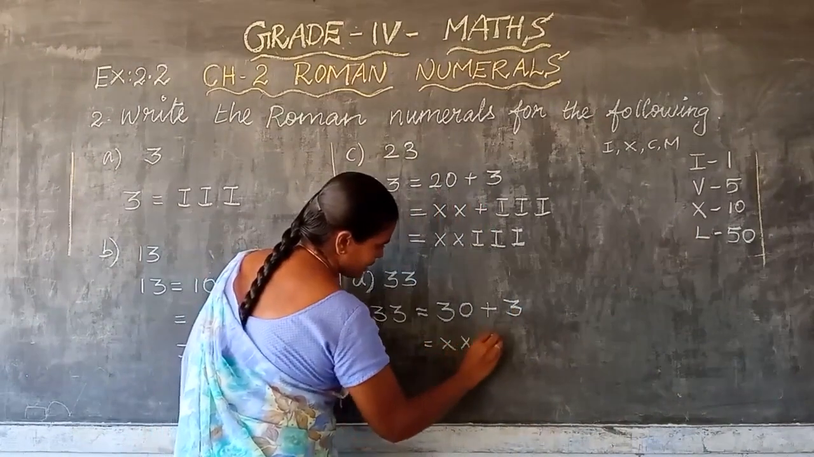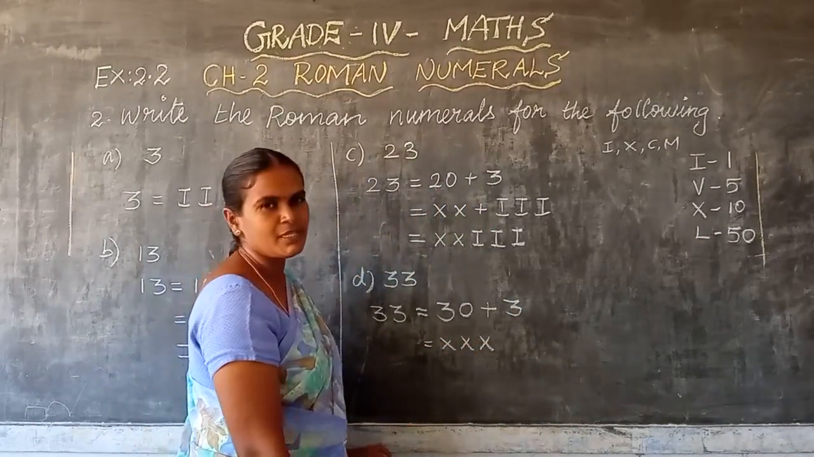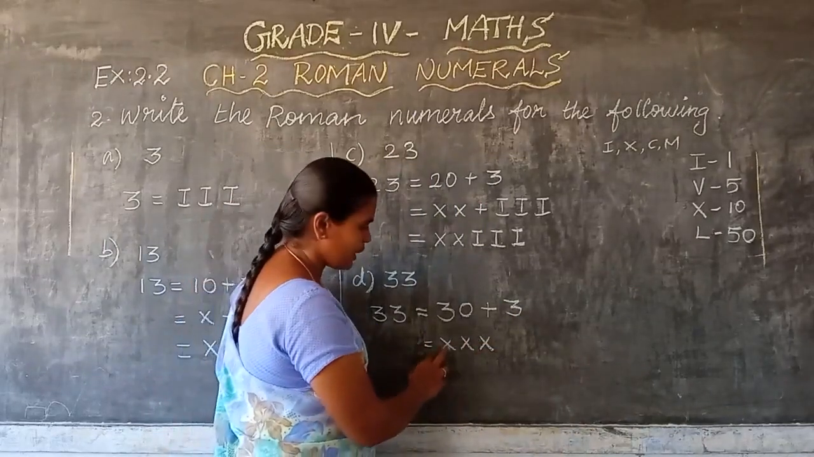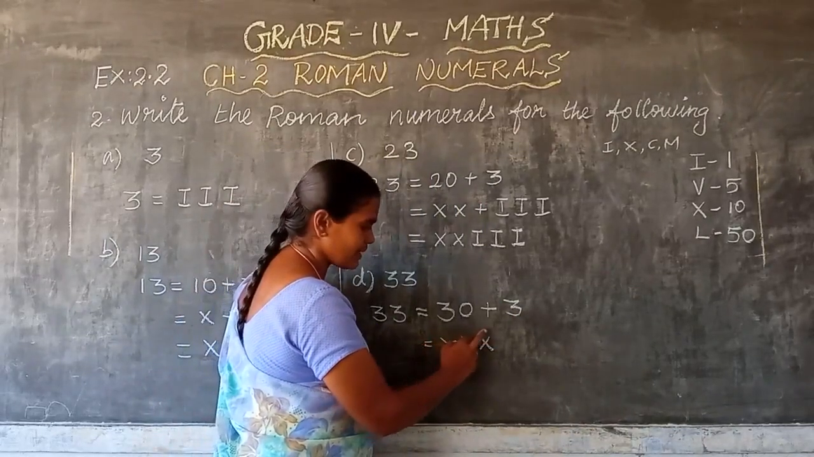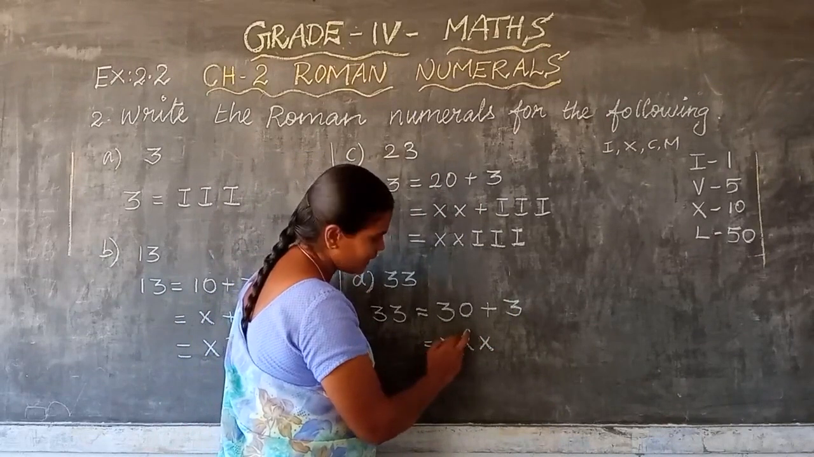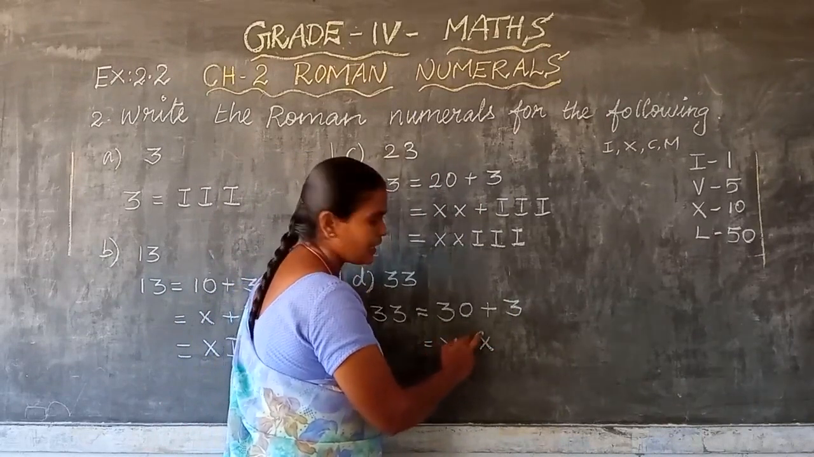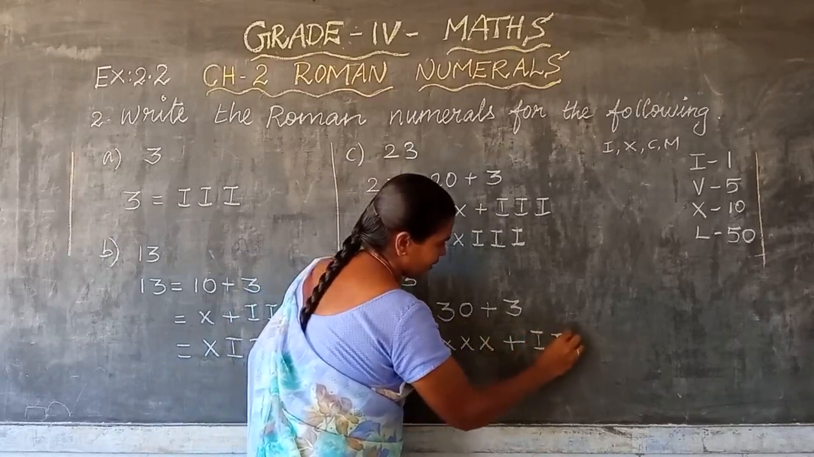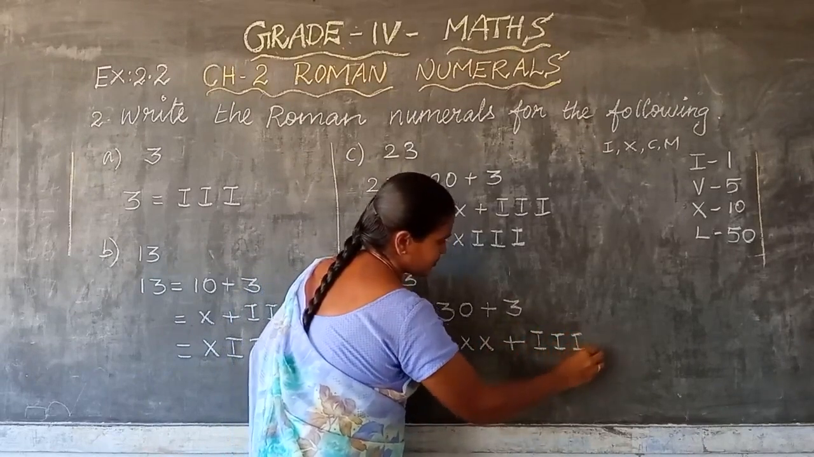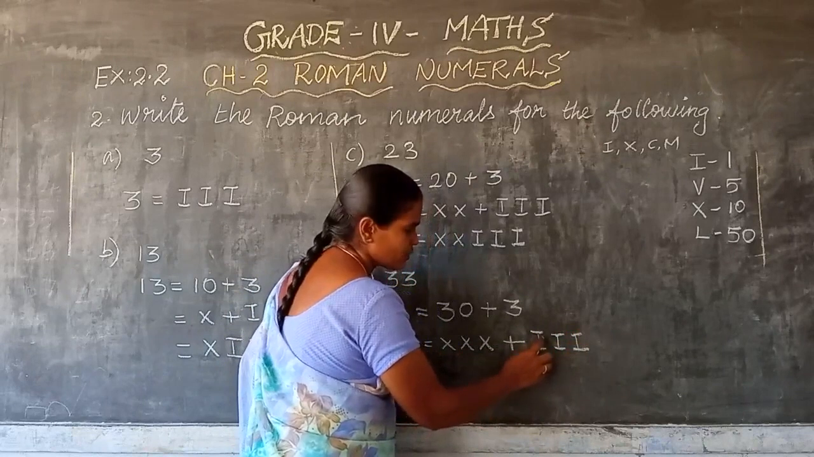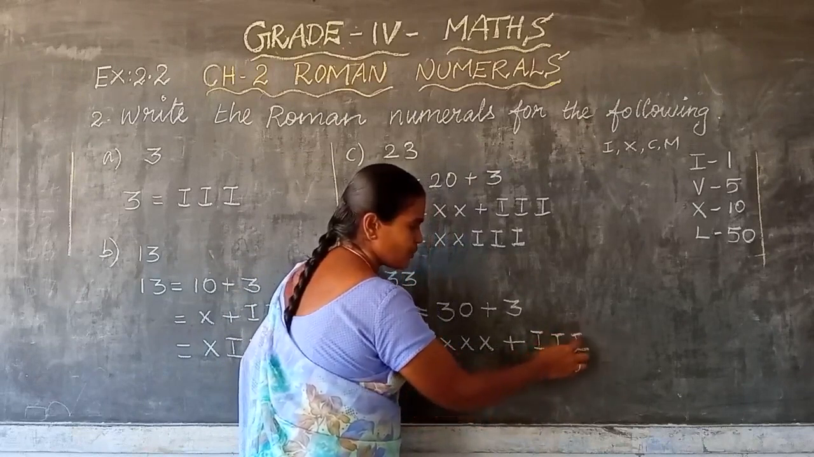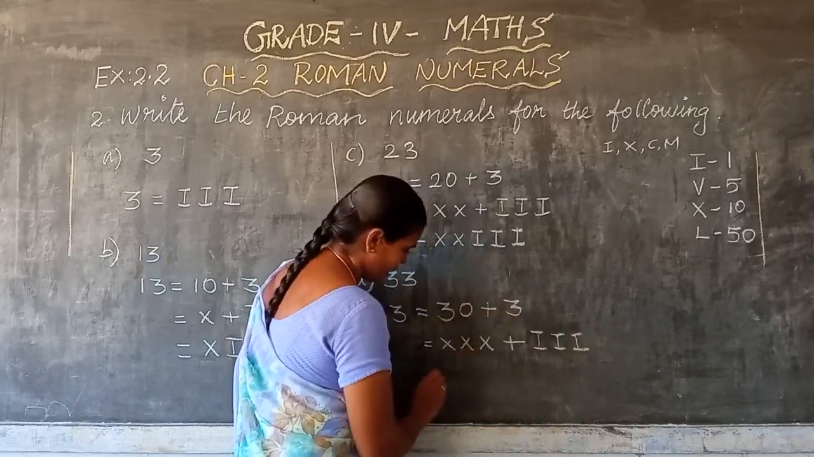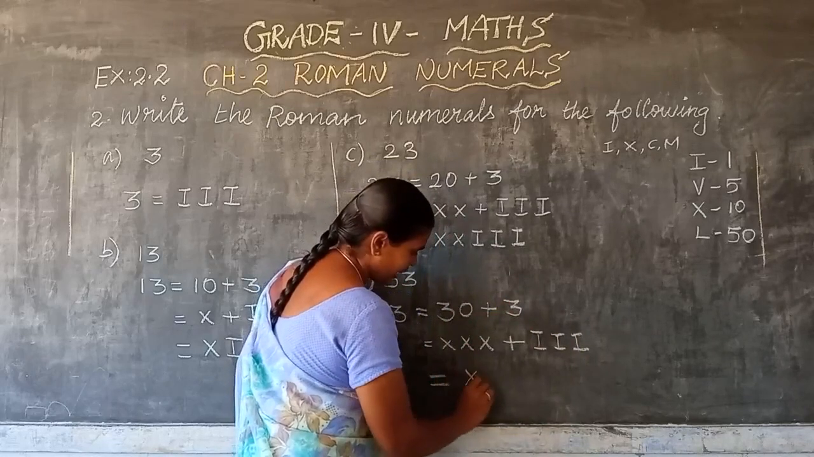X. Repeated means addition. So X value 10. 10 plus 10 plus 10. 10 plus 10 is 20, 20 plus 10 is 30, plus 3. 3 means 3 times I. So I value 1. So 1 plus 1 is 2, 2 plus 1 is 3. 33 means XXXIII.